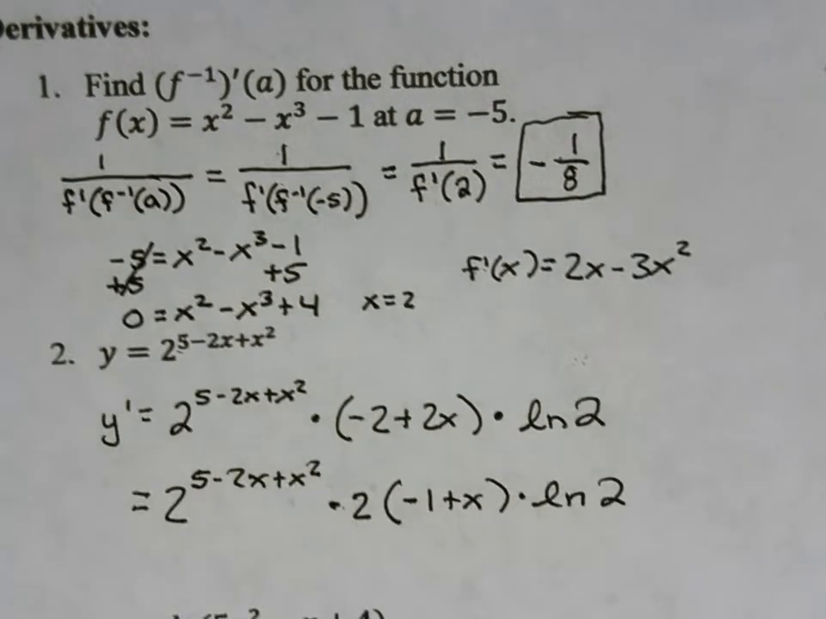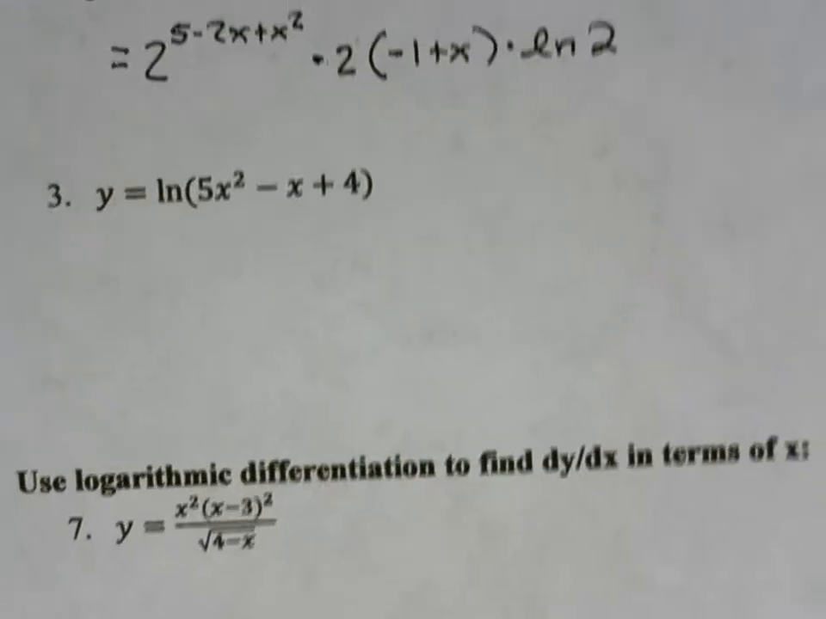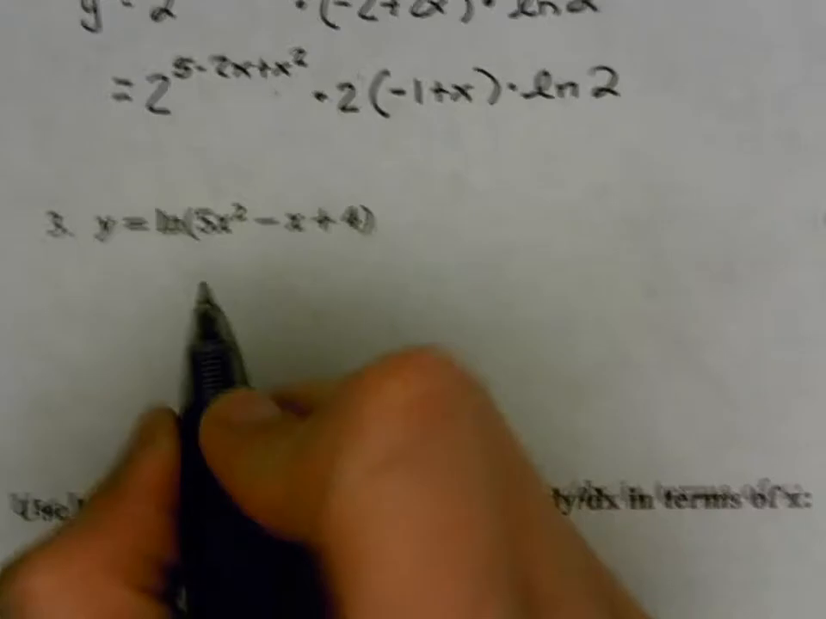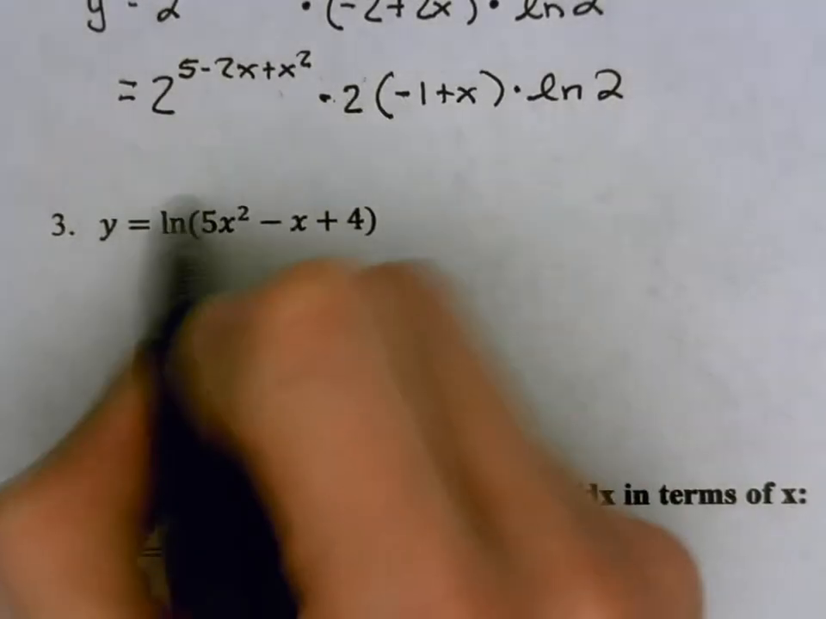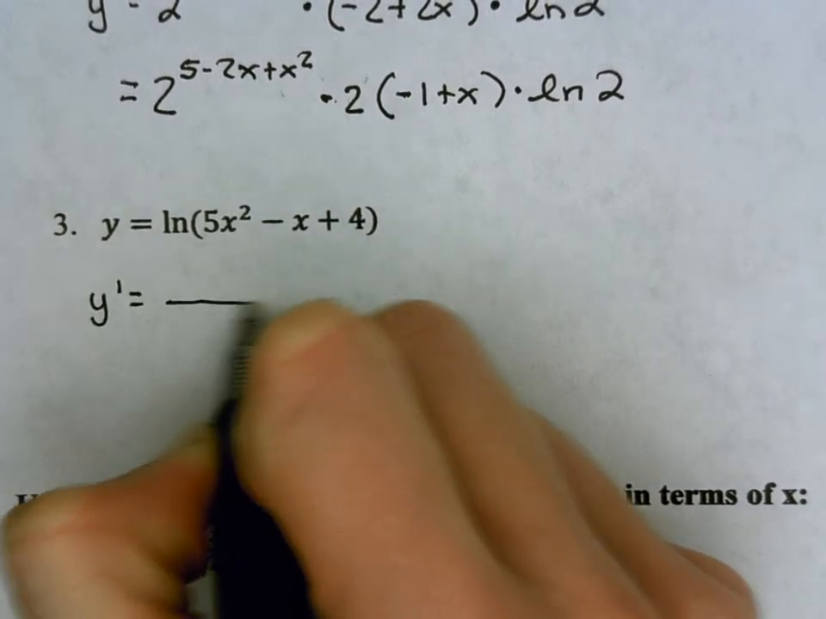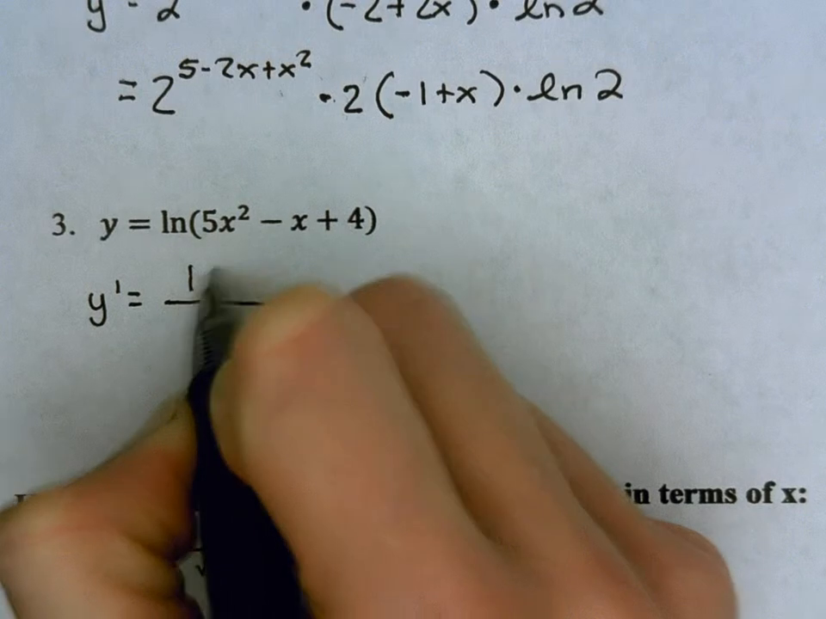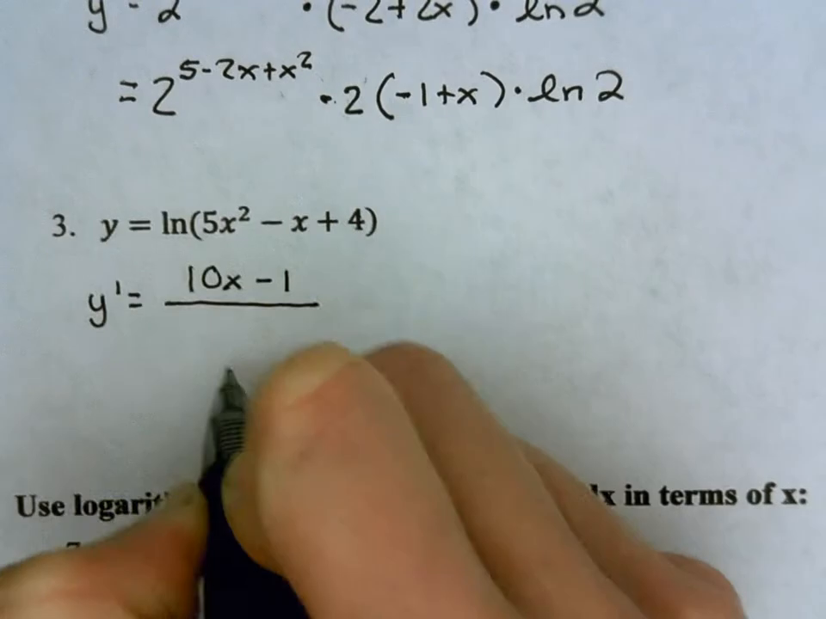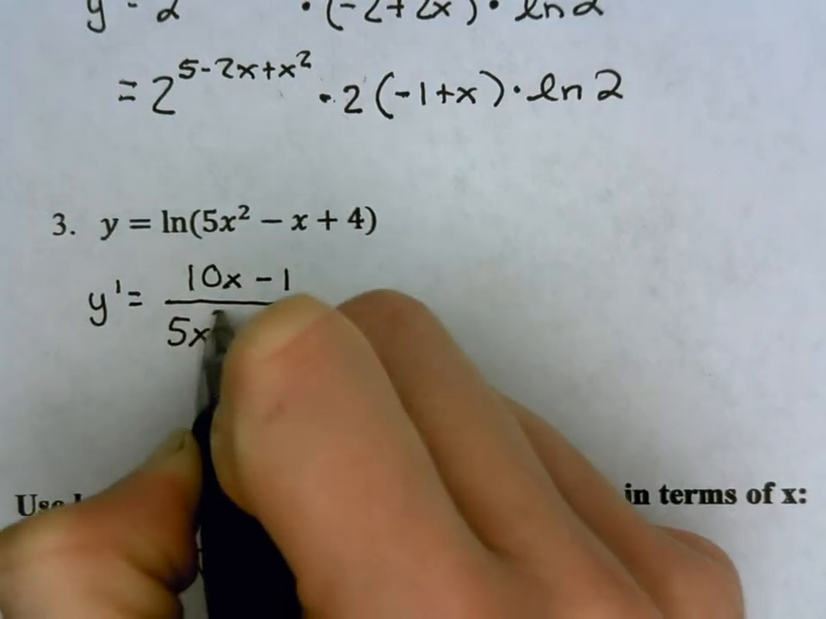Okay, number 3, we are asked to find the derivative of natural log of 5x squared minus x plus 4. The derivative of natural log is u prime over u. So we're going to go ahead and take the derivative of our function, which is 10x minus 1, over our function itself.